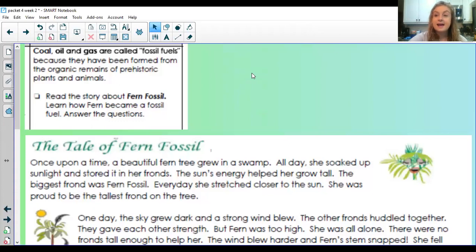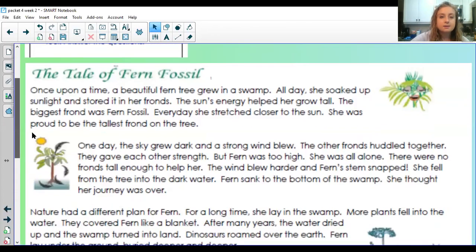Okay, last thing to do is content. It says coal, oil, and gas are called fossil fuels because they have been formed from the organic remains of prehistoric plants and animals. Read the story about Fern Fossil. Learn how fern becomes a fossil and then answer the questions. The tale of Fern Fossil.